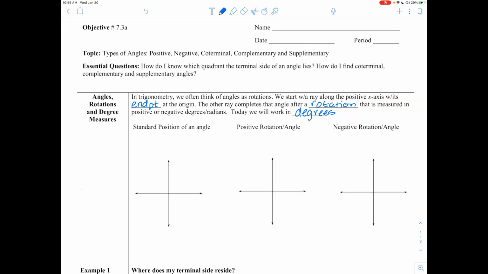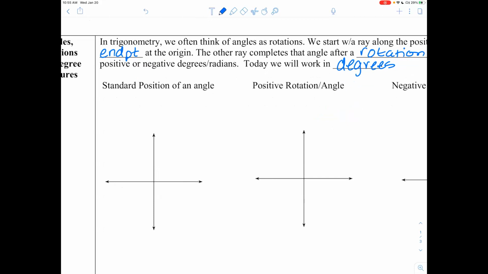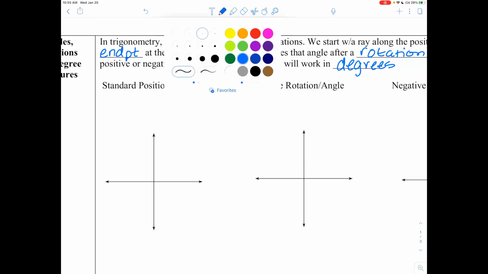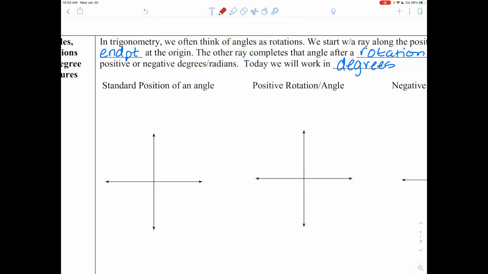Now let's just remind you of the standard position of an angle. We've talked about this before. Okay, so an angle in standard position has three parts. It has the initial side, the vertex, and the terminal side, or the terminating side. So the initial side is on the positive x-axis with the vertex at the origin. So this is the initial side of the standard position of the angle, and it is situated at 0 degrees.